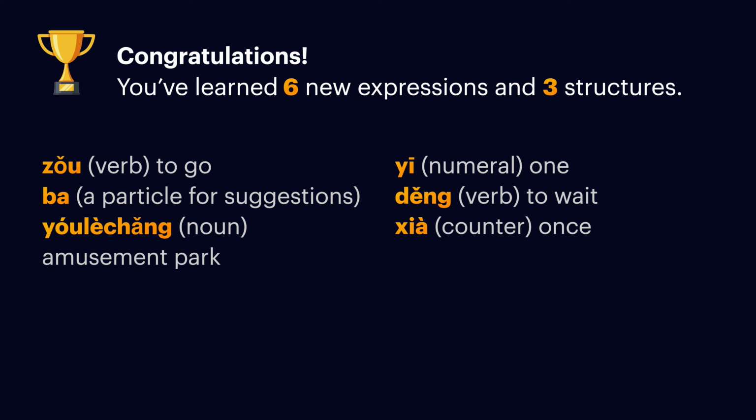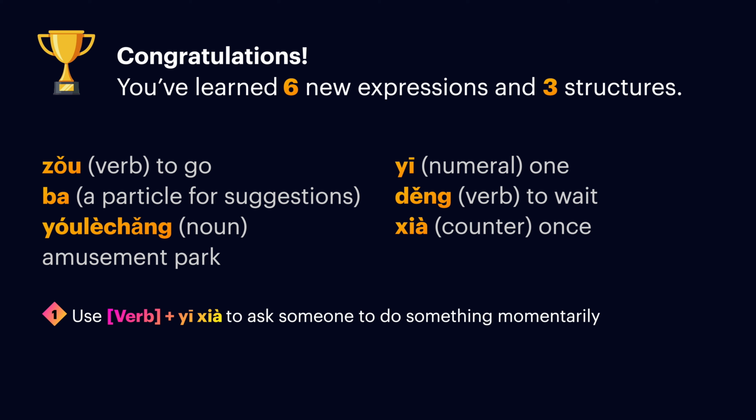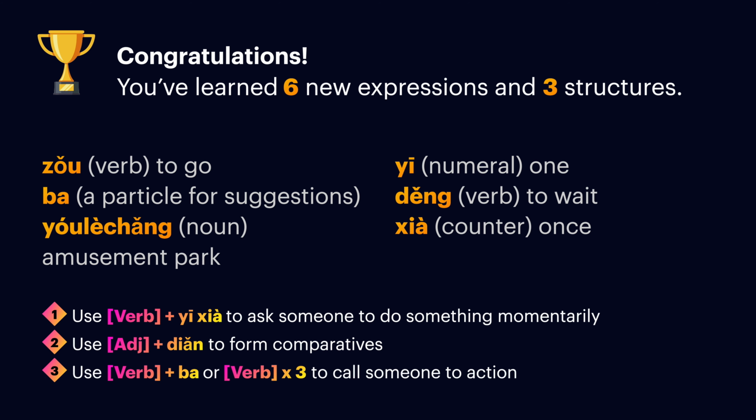We also learned 3 structures. We learned that we can use 一下 to ask someone to do something briefly. For example, wait for me for a moment. 等我一下, right? We can use 点 to form comparatives. For example, faster is 快点, more polite is 客气点, later is 晚点, smaller is 小点, better is 好点, etc. We also learned 2 ways to call someone to action. You can use 吧, like 走吧, let's go. Or you can just say 走走走, go go go, right?